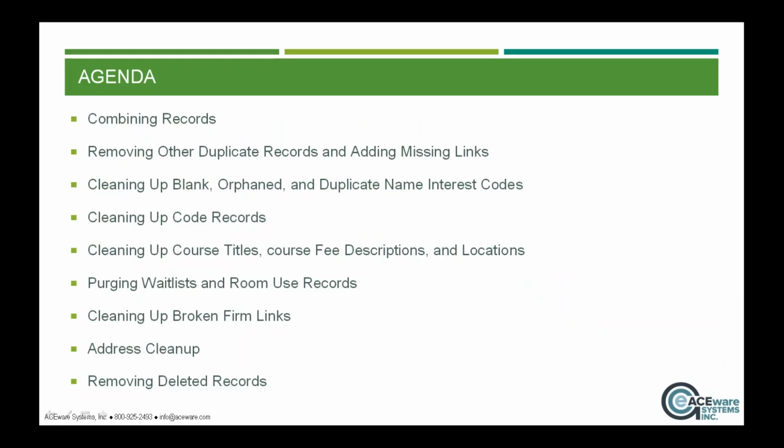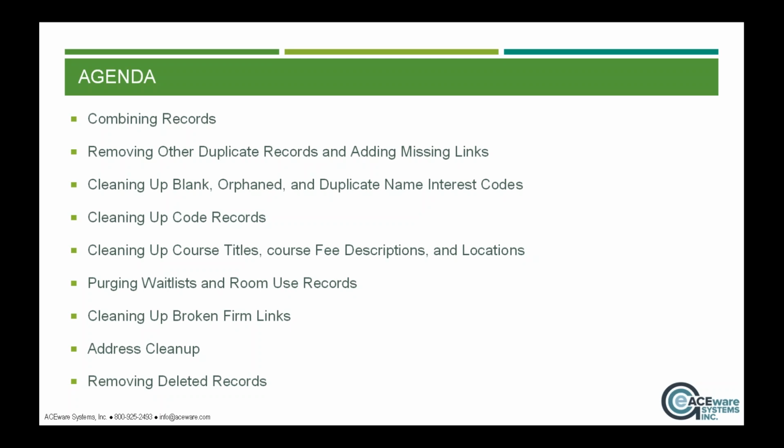What we're going to be looking at here today is combining records, getting rid of duplicate records, missing links that you may have that aren't in place from some upgrades, also blanks and orphans, duplicates in terms of interest codes, your code records in general. And then, of course, on the course screen, you have your titles, your fees, locations, wait lists, room use, firm links. All of those items we'll also take a look at in terms of keeping them cleaned up. Also, the address cleanup and removing your deleted records.